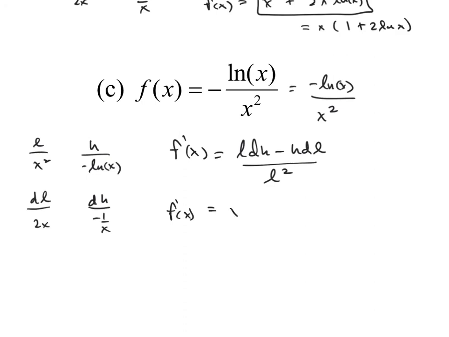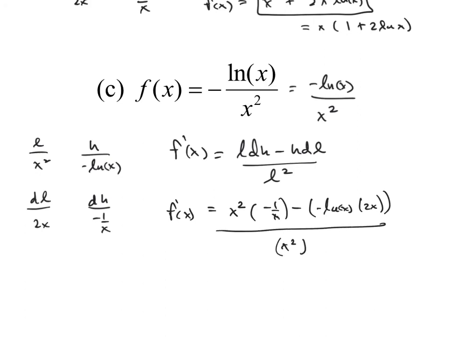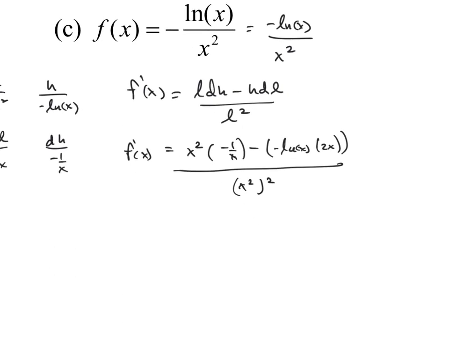Let's do the low function, which would be x squared, times the derivative of the high function, well, that's negative 1 over x, minus the high function, well, that was negative natural log of x, times the derivative of the low function, that was 2x. All of that is over the low function, which is x squared, quantity squared. Let's do some cleaning up. x squared times negative 1 over x would be a negative x. And then minus a negative would turn into a plus, and then we would have 2x natural log of x. All over x squared squared, multiply your powers, would be x to the 4th.